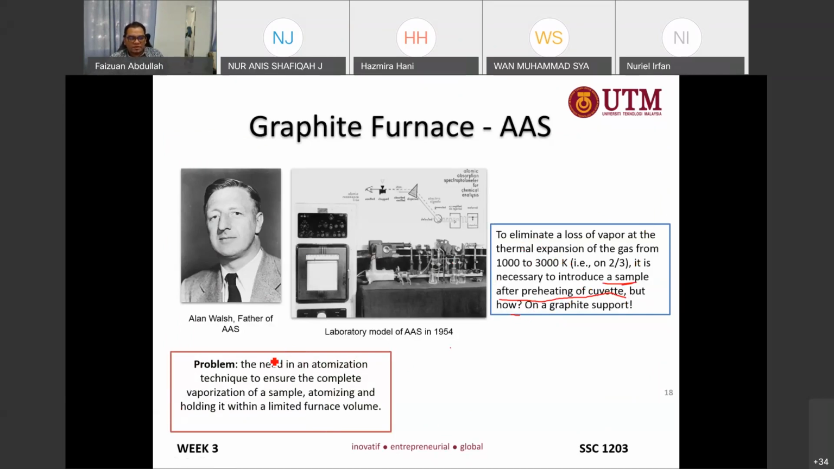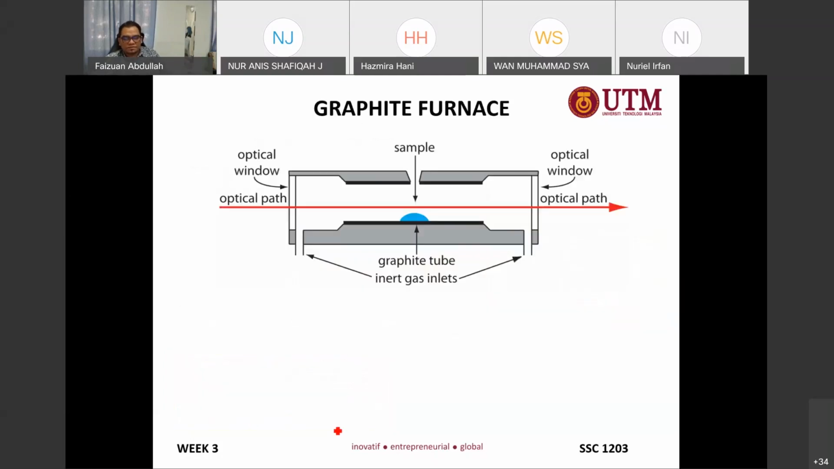The problem is the need in atomization technique to ensure the complete vaporization of a sample, atomizing it and holding it within a limited furnace volume. This is the basic theory. So this is the graphite furnace of AAS. Why do we need a graphite furnace of AAS?